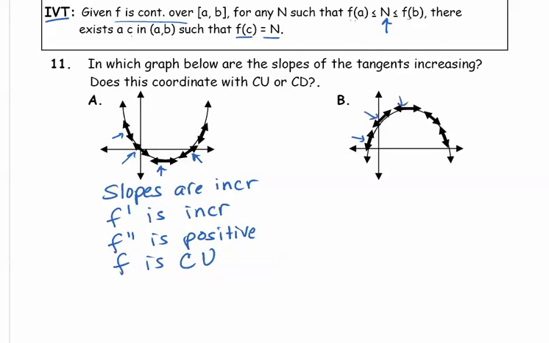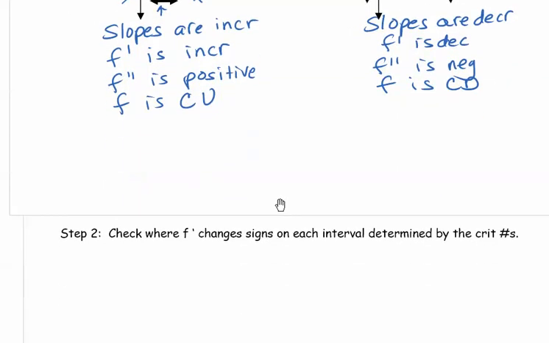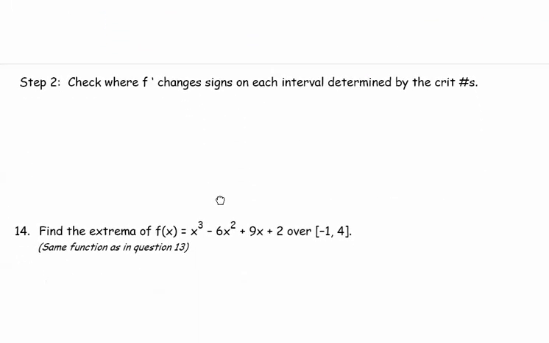And look at what's happening with these tangent lines. The slopes start out to be very positive, and then they go down to 0, and then they become negative. So same situation, of course, slopes are decreasing. Would mean that f prime is decreasing, which would mean that f double prime is negative. And that would mean that the original function f is concave down. So you want to remember that all of those situations are synonymous.